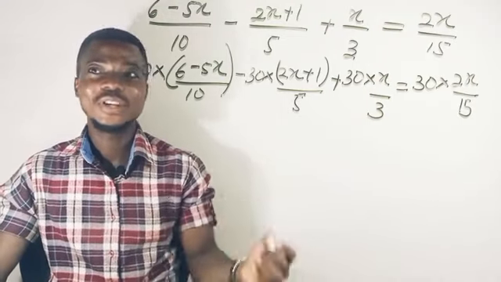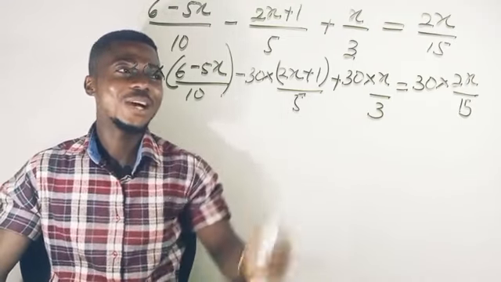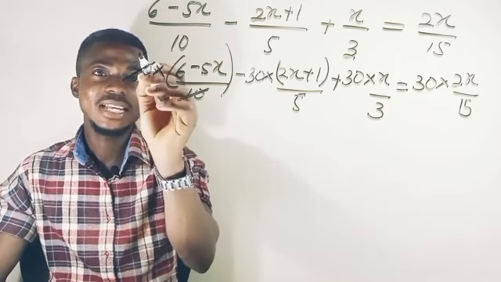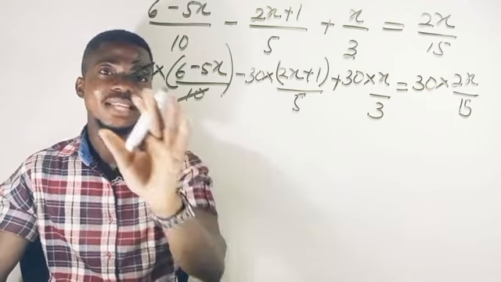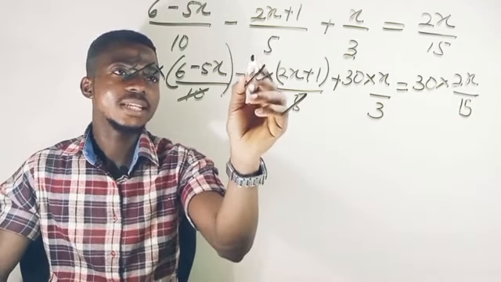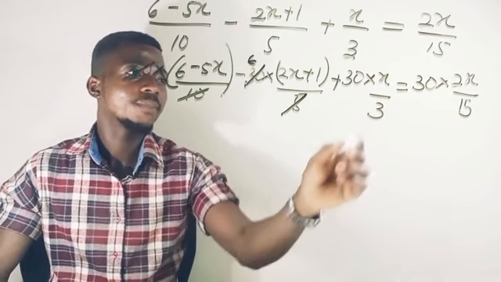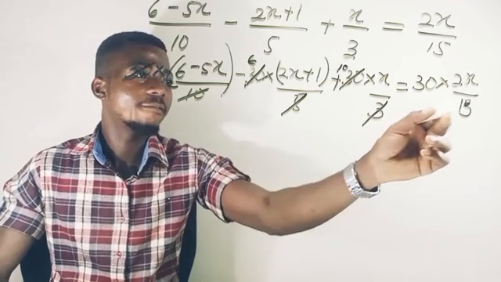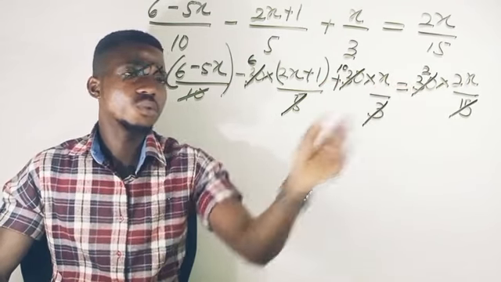Now when you have this, what you're going to do, you're going to cancel out the denominators. So 10 goes into 30 3 times. 10 times 3 is 30, so it's canceled. Then 5 goes into 30 6 times. 5, 6, 30. 3 goes into 30 10 times. Then 15 goes into 30 2 times.